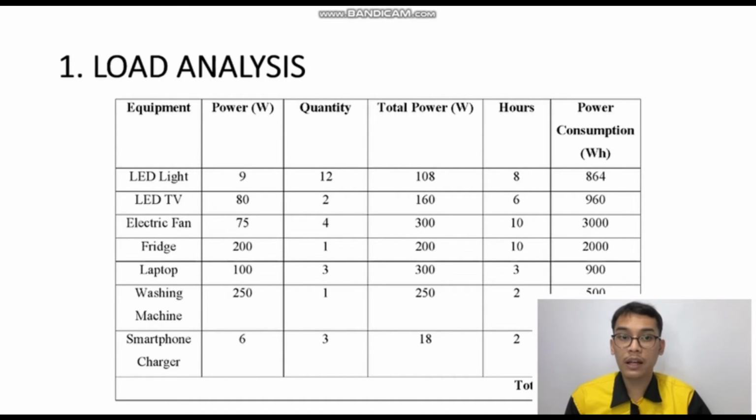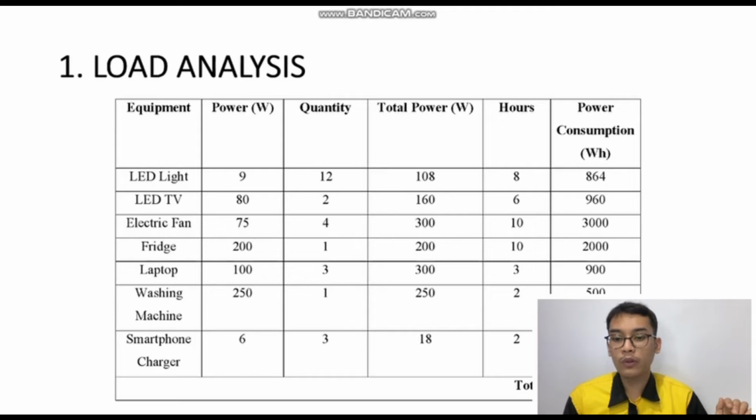So, from the table, we have listed all the very important equipment for his house, and we need to decide what power and quantity are needed for his house. After we have the power and quantity, we must find the total power for each piece of equipment. After that, we must identify how many hours each of the equipment works. For example, for the LED light, Encik Ahmad will use it only for 8 hours during the night.